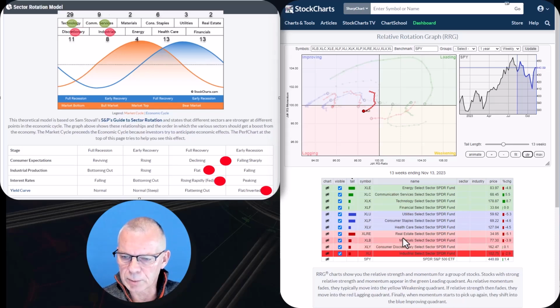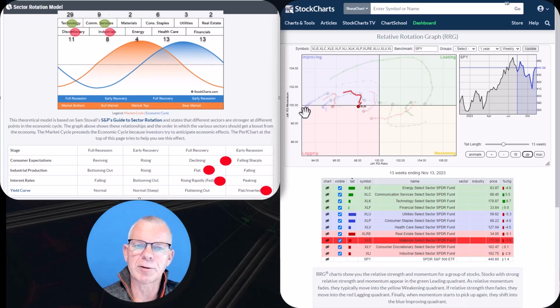Let's go to materials. Here's materials, also an underperforming sector, rotating into the lagging quadrant. So materials is also an underperformer.